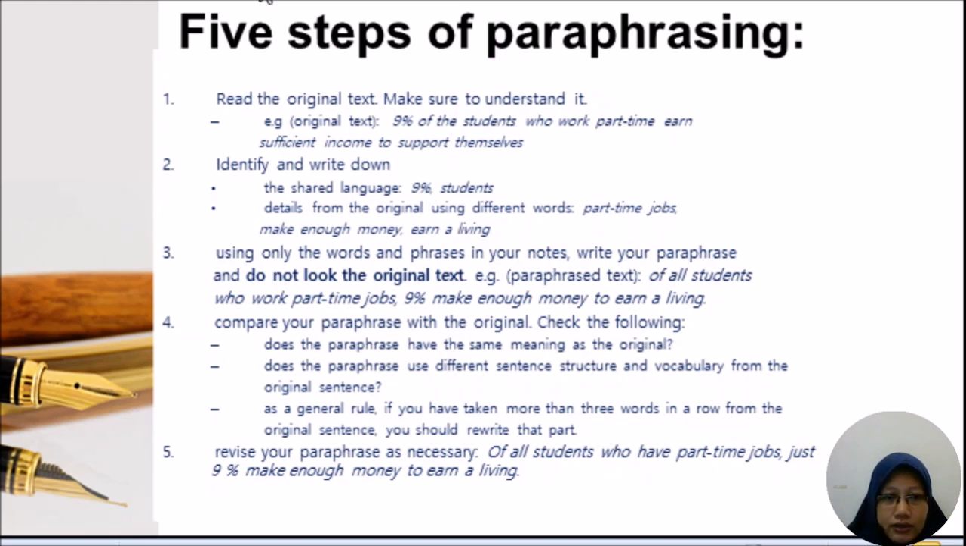In this example, the sentence becomes: of all students who work part-time jobs, pay attention to the comma, and then a non-person make enough money to earn a living. So this is the paraphrased sentence example.